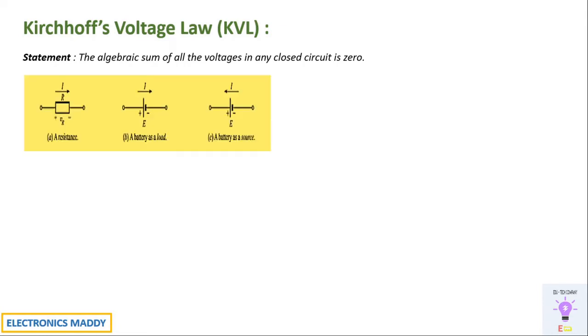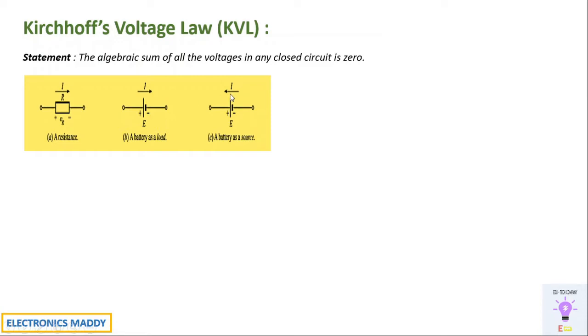So let's consider a few of the conventions initially. It basically shows three representations with respect to a resistor, a battery, and a source. Our general convention is that if you have a resistor and current is flowing through it, we will consider the first end as positive and the second end as negative. And if it is a battery, we will consider the first end as positive and the second end as negative. Similarly, with respect to the source as well, we'll consider it in the same way, irrespective of the direction in which the current is flowing.